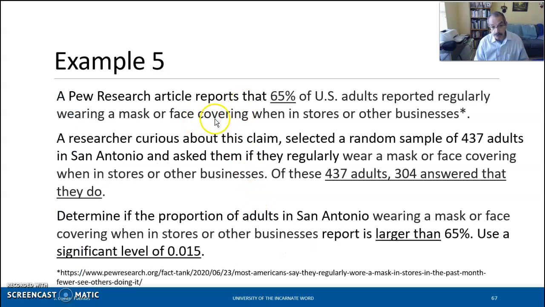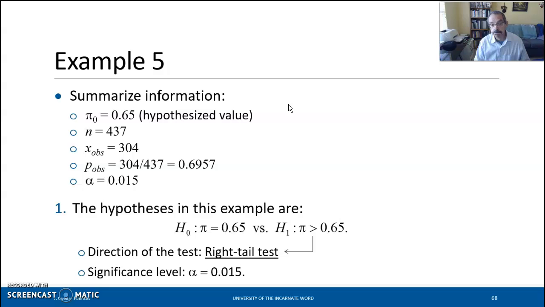So in here, you see that this organization claims that the percentage of face mask wearing is 0.65. And we want to determine if the proportion in San Antonio is bigger than 0.65. So the organization gives you the null hypothesis that the population proportion is 0.65, and the alternative hypothesis says that the proportion is bigger than 0.65. So this is a right-tail test with an alpha of 0.015.